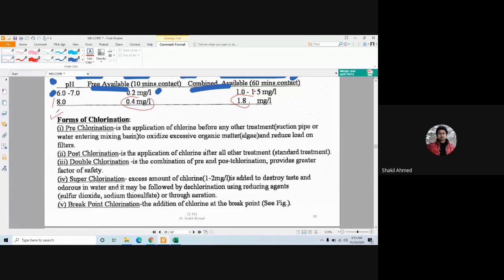And forms of chlorination. You can add chlorine in different forms like pre-chlorination, post-chlorination, double chlorination, super-chlorination, breakpoint chlorination. And we usually use this breakpoint chlorination.